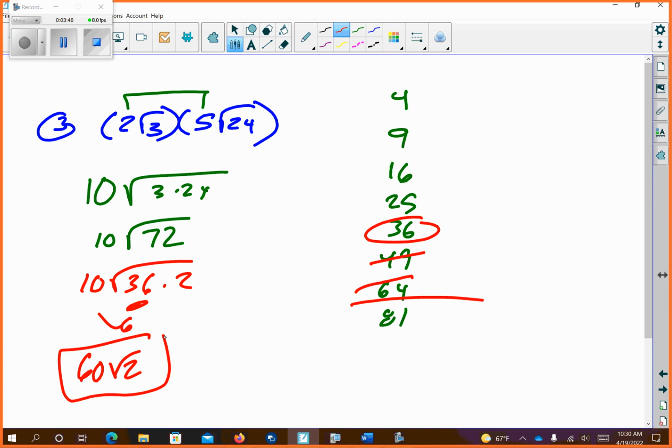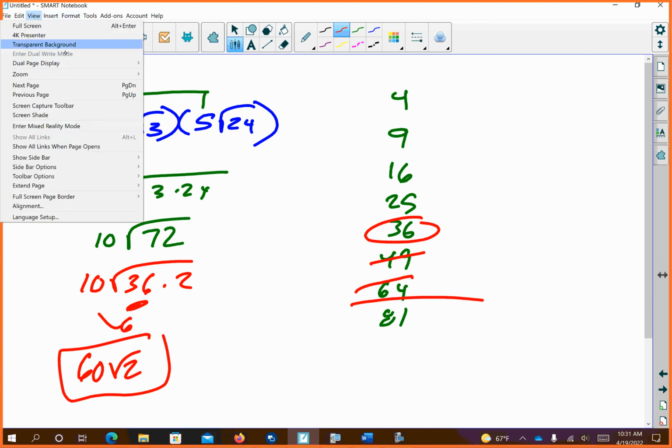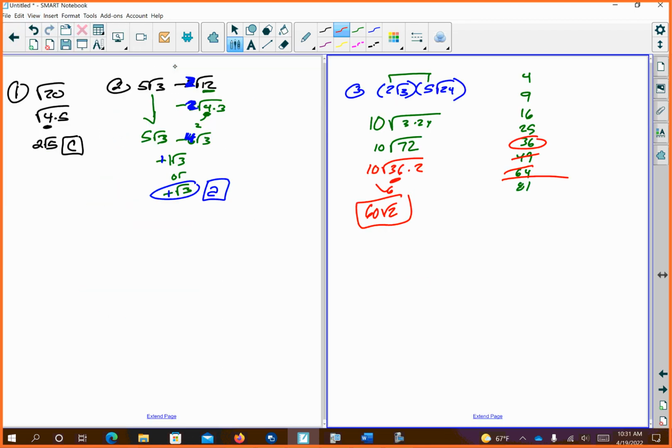Okay? Feel comfortable about what we did? Does it say 60 root 2? 60 root 2 is exactly what it says. Sweet. And I'm going to do a side by side. Hang on. Let's go with view. Dual page on. There we go.